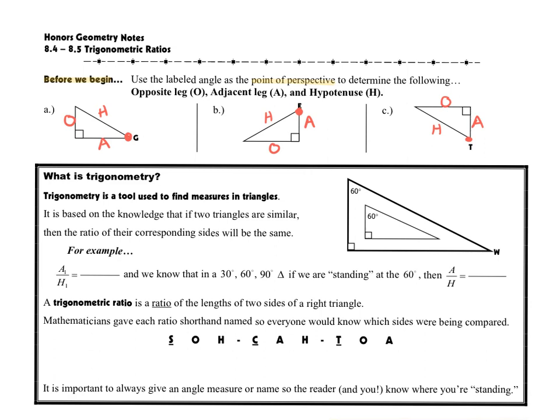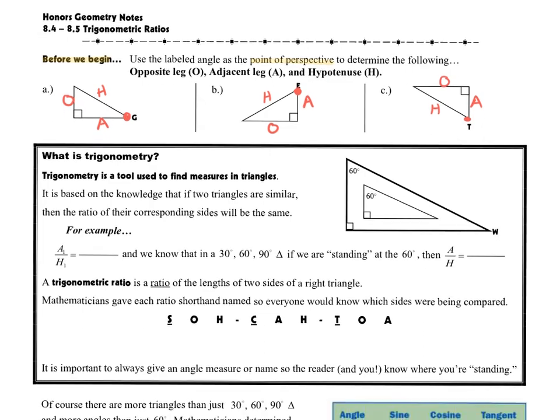Now, what you might notice here is that the angle that I chose was always one of these acute angles. You'll notice that in none of my examples did I choose the right angle. For our purposes in terms of geometry, we will never use the right angle as our point of perspective. When you get to your trigonometry in your pre-calculus classes, you'll actually learn how to handle that right angle. Okay, now let's take a look.